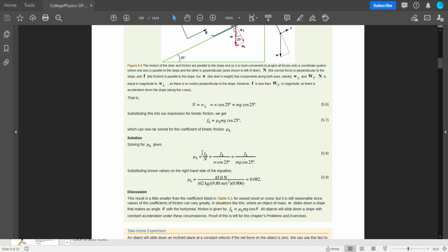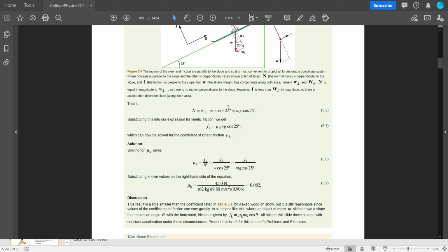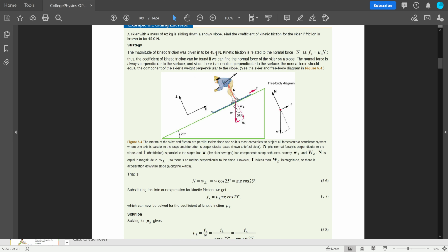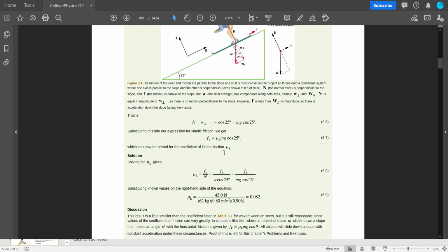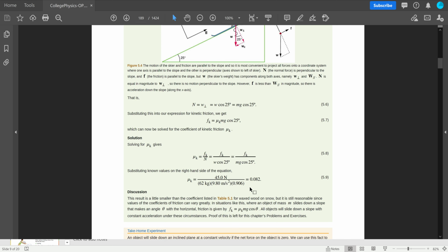So you have mu k equals my friction force, which they told me here was 45. So I have 45 divided by, well, first of all, the normal force. So 62 times 9.8, which is mg. And then cosine of 25 here is 0.906. So my kinetic friction is 0.082. Notice that there's no units. The coefficient of friction doesn't have units. So it's just the number here.